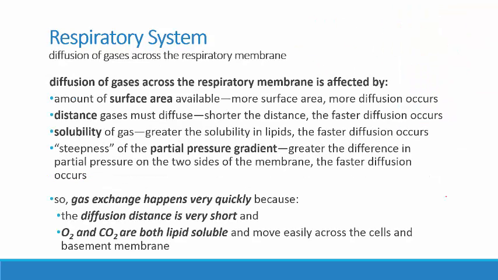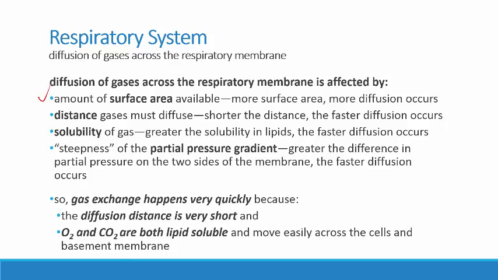So what is it that affects or controls the amount of diffusion that can happen across this membrane? Well, one thing is that surface area is important. The more surface area, the more diffusion that we can have occurring. And the surface area of the lungs, the interior of the lungs, is very large. That alveolar surface is very large. So we get rapid, or a lot of, diffusion happening.